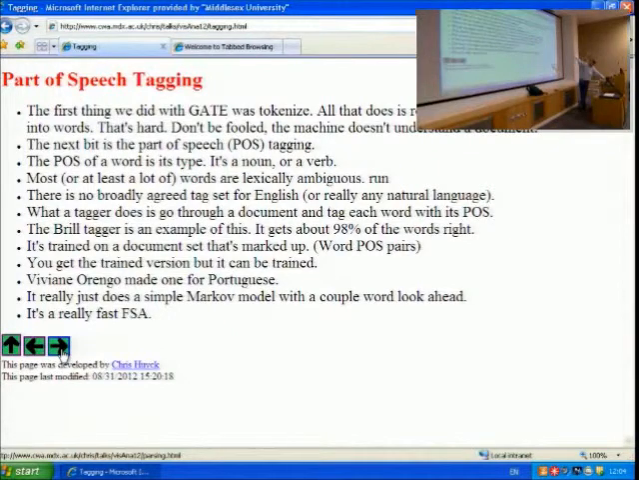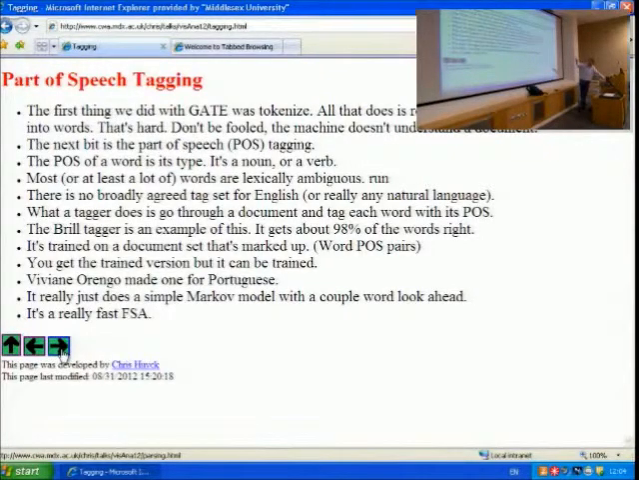The next bit is part of speech tagging. The part of speech of a word is its type: a noun or a verb. A lot of words are lexically ambiguous. Run, is that a noun or a verb? I went for a run yesterday, and I'm going to run down to the store. It's both. It's lexically ambiguous. There's no broadly agreed tag set for English, or really any natural language. The French actually have one because they've got a group that sets it. But the rest of the world doesn't agree. They disagree amongst themselves.